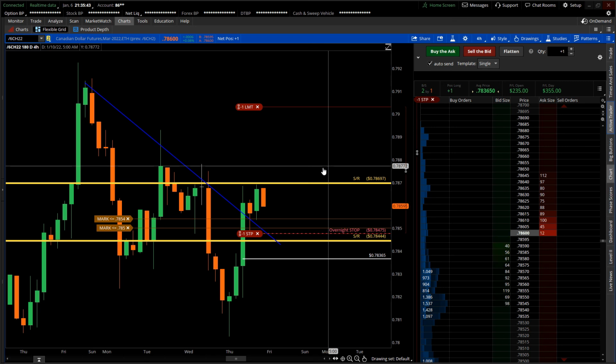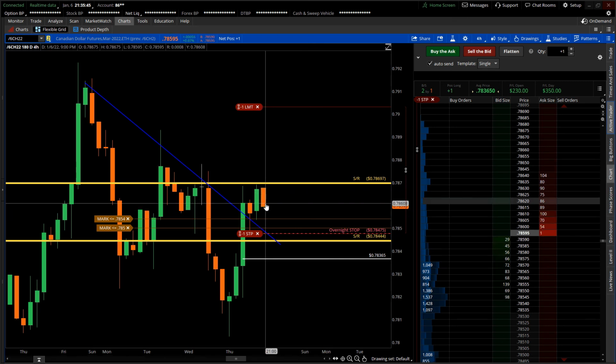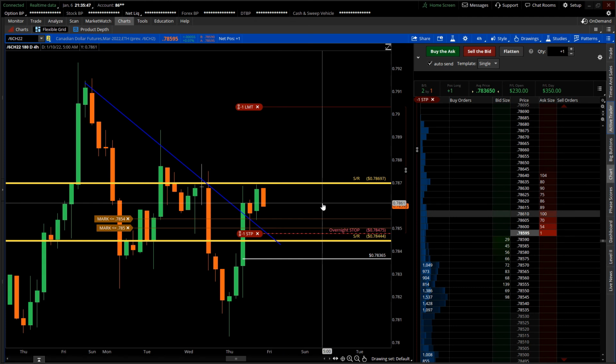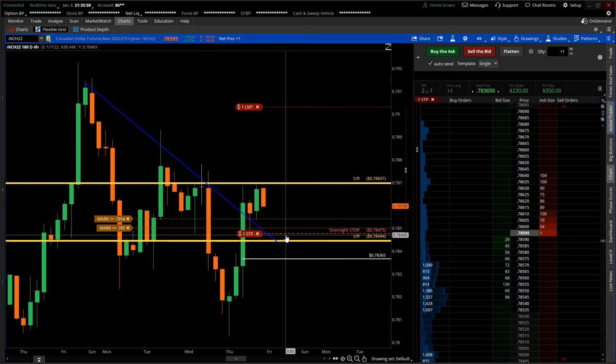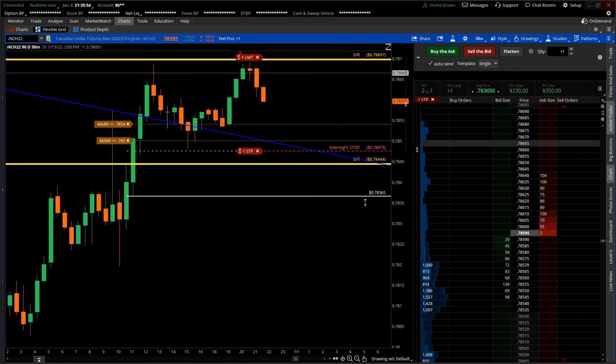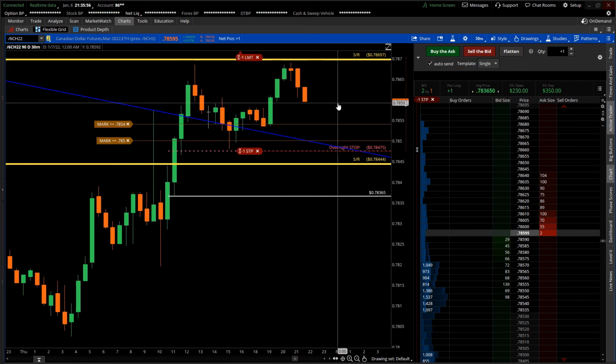And you can see that price is now moving even quicker towards the downside. So I'll probably get stopped out right here at my overnight stop. So yeah, I'm just going to end it here and I'll pick it up in a little bit.